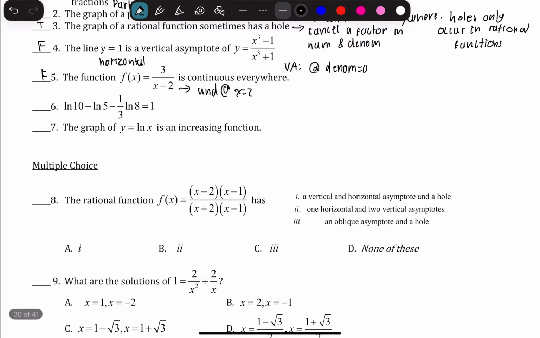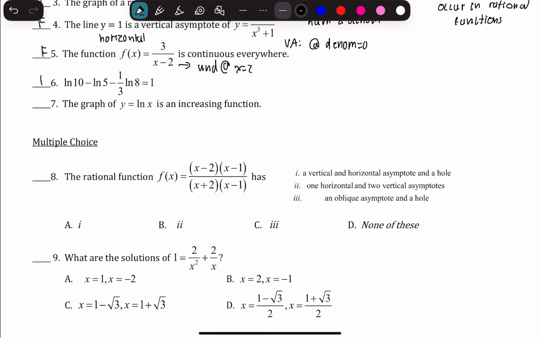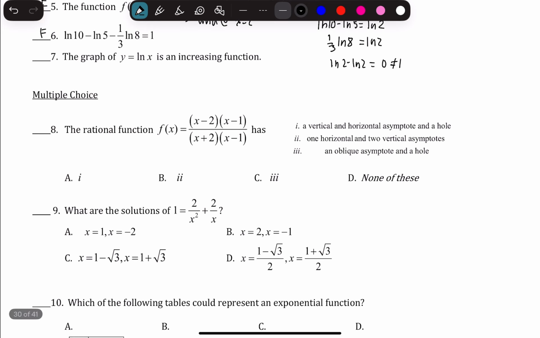Now, ln 10 minus ln 5 minus 1 over 3 times ln 8 is equal to 1. This is false. This is because ln 10 minus ln 5 is equal to ln 2. Then we have 1 over 3 ln 8 is equal to ln 2. Then we get ln 2 minus ln 2, which equals 0, and that does not equal 1, so that's false.